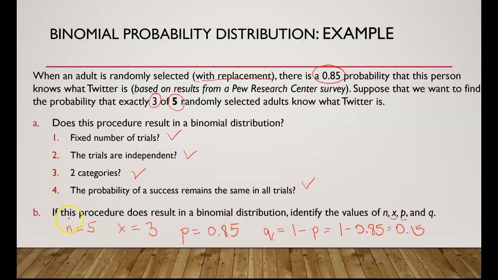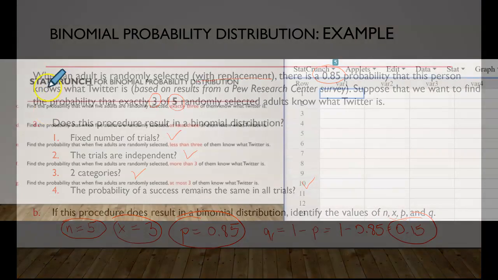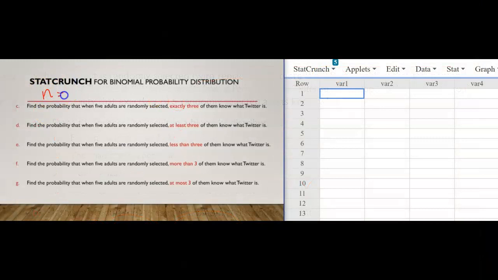Now that we have identified the values of n, x, p, and q, we can proceed with the next part. Let's keep in mind that n, the total number of trials, is equal to 5, and p is equal to 0.85. We will need to enter these two numbers in StatCrunch. Let's look at part C. Find the probability that when 5 adults are randomly selected, exactly 3 of them know what Twitter is. So we're looking for the probability P of the number of successes x equal to exactly 3.